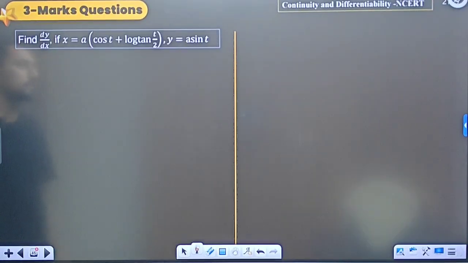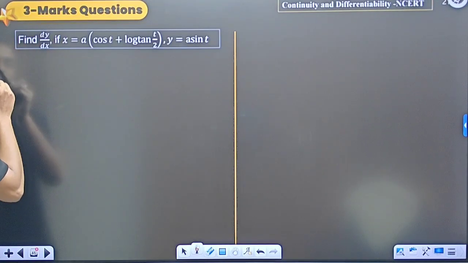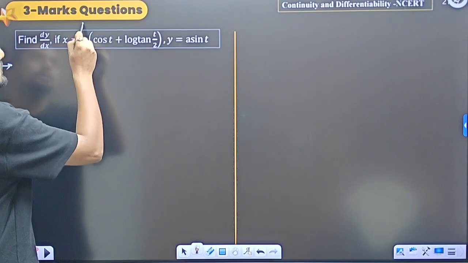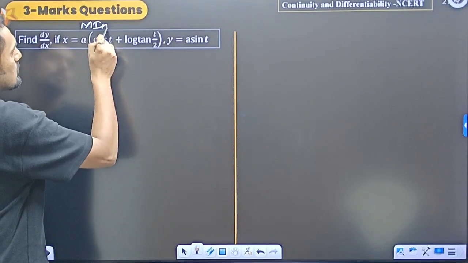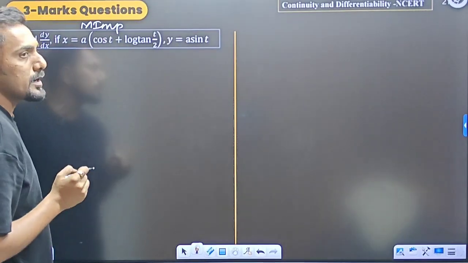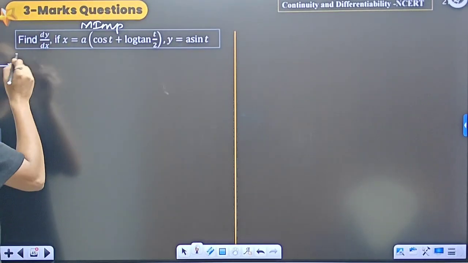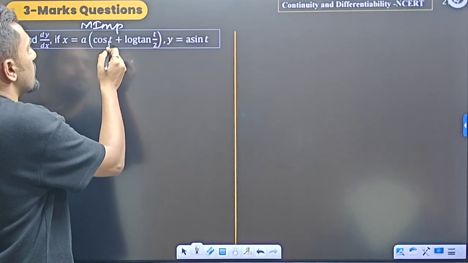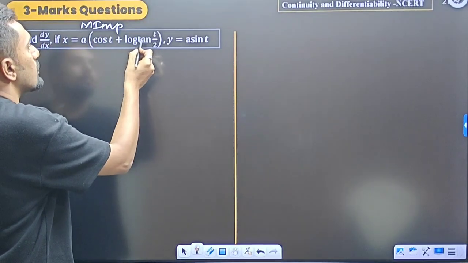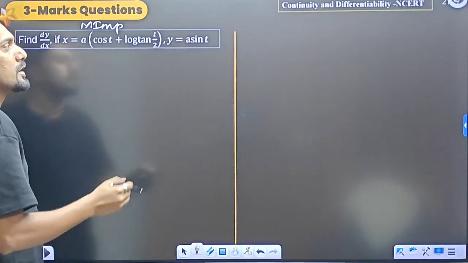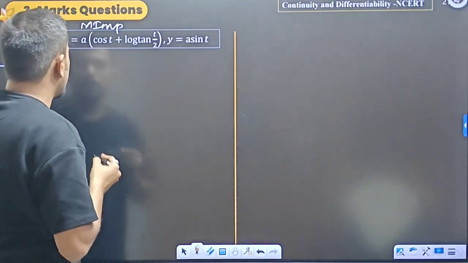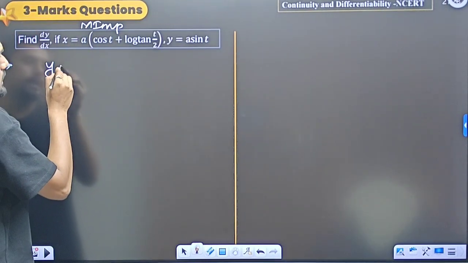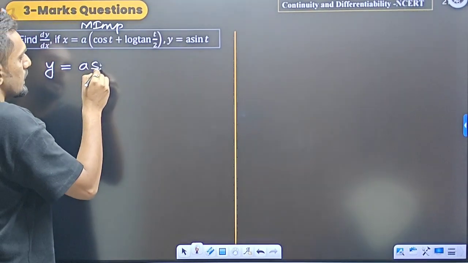Then coming to the next question, this is a most repeated question, most important as well as repeated question. Find dy by dx if x is equal to a multiplied by cos t plus log of tan t by 2 and y is equal to a sin t. So first we will consider y is equal to a sin t.